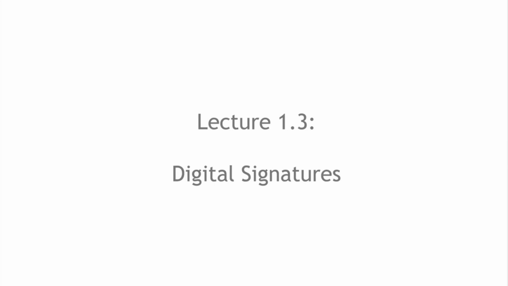In segment 1.3, we're going to talk about digital signatures. This is the second cryptographic primitive, along with hash functions, that we need as building blocks for the cryptocurrency discussion later on. So a digital signature is supposed to be just like a signature on paper, only in digital form.